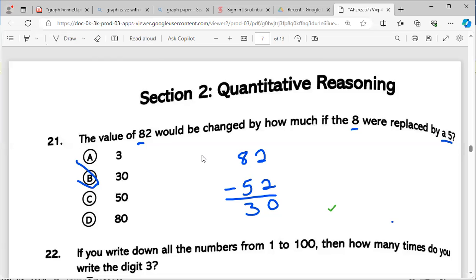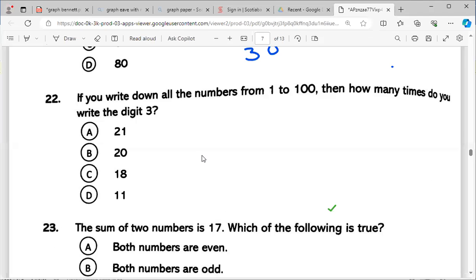Alright, so let's go to number 22. If you write down all the numbers from 1 to 100, then how many times would you write the digit 3? So I would write them down, guys. What do you think? Write them down, you have a better understanding. So write them down and then you check them and tell me how many you got.